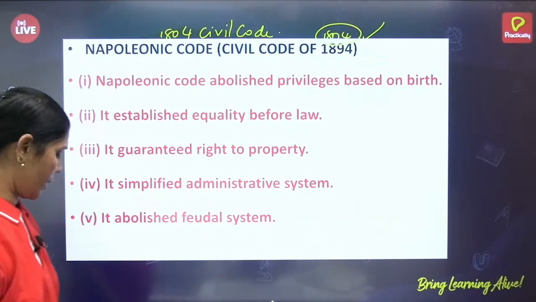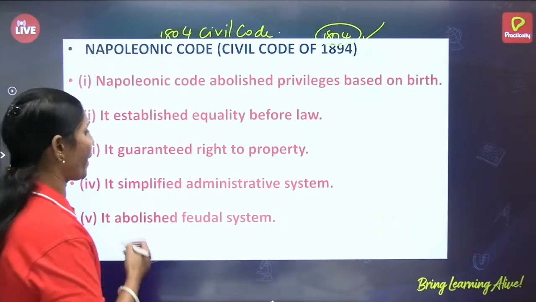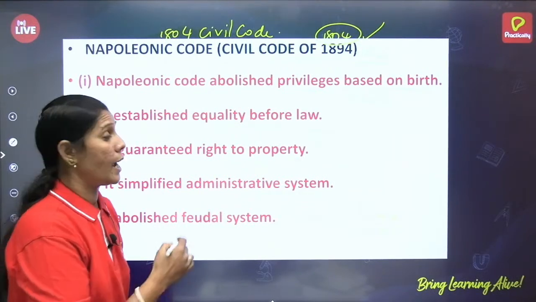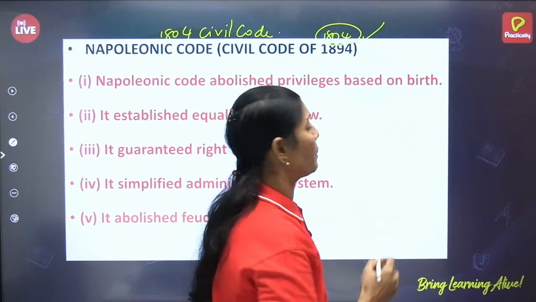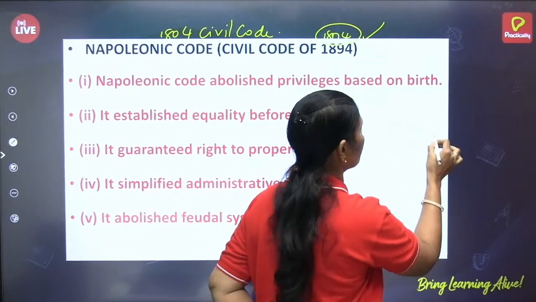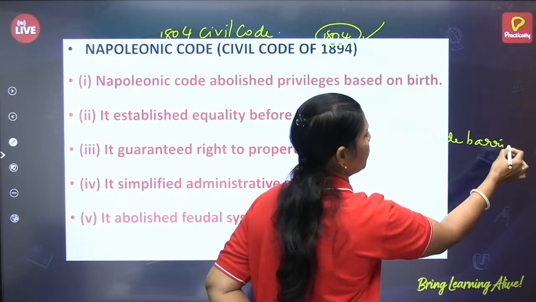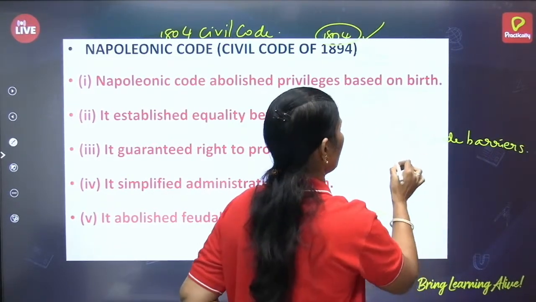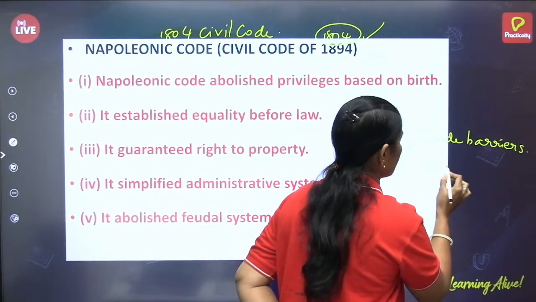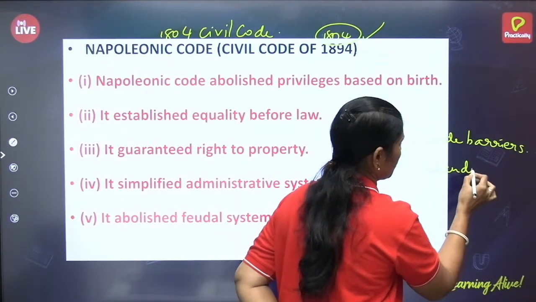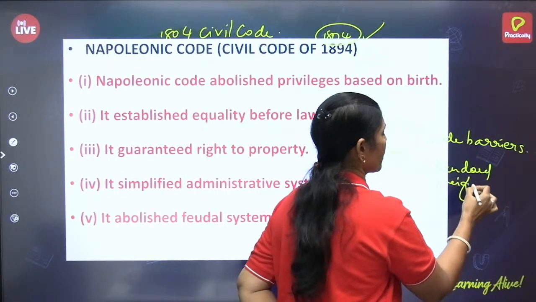Okay, and there are a few more points. These are the major 5 points. Along with this, he has made a few other points also. Please be noted, he has removed the trade barriers even. He has also standardized weights and measures. A standard weighing system was also introduced.